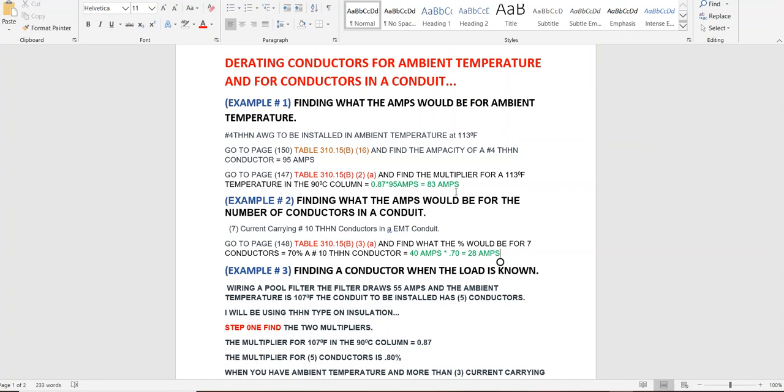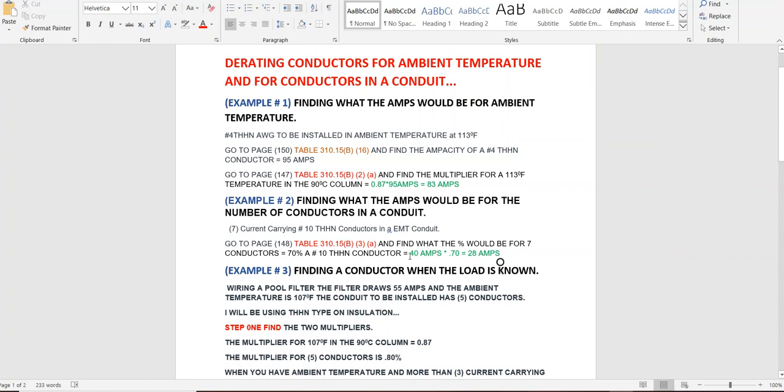Okay, now example number 2, finding what the amps would be for the number of conductors in a conduit. And this is just the conductors, okay? So we have 7 number 10 THHN conductors in an EMT. So if you go to page 148, and there's the table, you'll find that the percentage for 7 conductors is 70%.